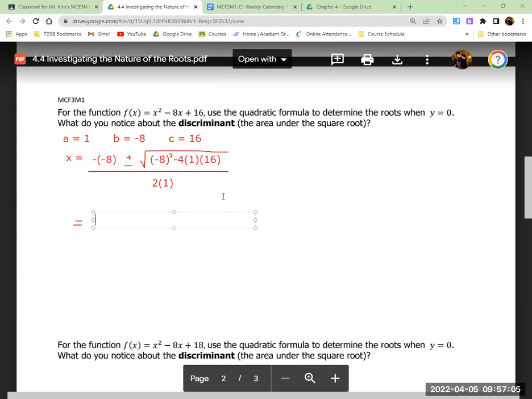So plugging in the numbers. By now, I'm hoping that plugging in the numbers is natural. Let's simplify. Minus a negative 8 is a positive 8. Plus minus square root of negative 8 squared is 64, and negative 4 times 1 times 16 would be negative 64, over 2. So plus minus.